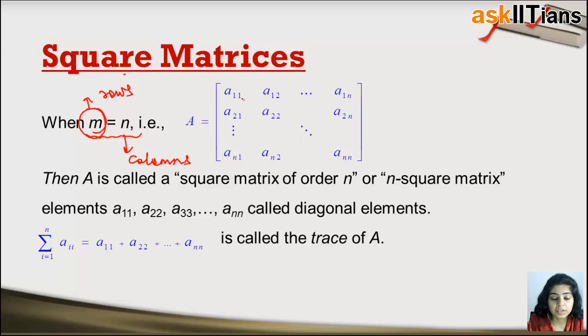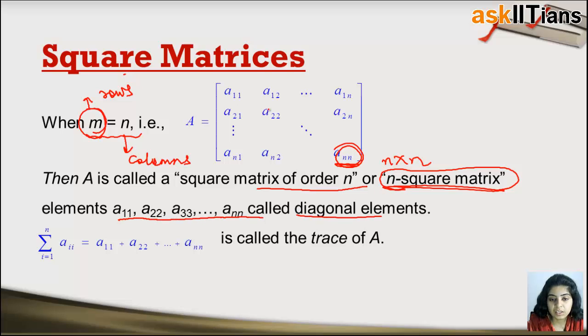So if we have a matrix of the type A equal to A11, A12 up to A1n, and so on up to Ann, that means m equal to n, so order becomes n cross n. Then A is called a square matrix of order n or n square matrix. We can simply call it an n square matrix. We need not write it as n cross n because it is obvious, right? Now the elements A11, A22, up to Ann are called diagonal elements. That means these elements, where you can find i equal to j, are called the diagonal elements.